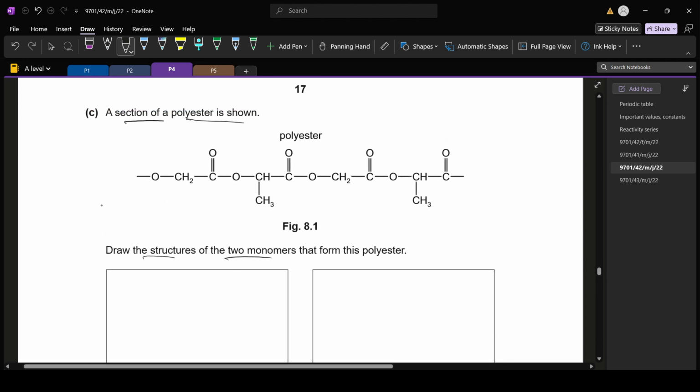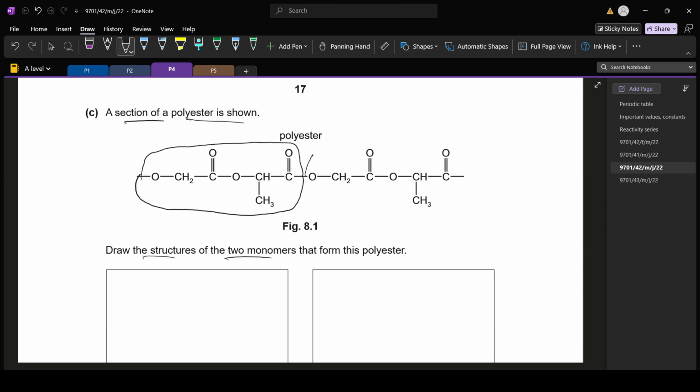Now you have to first identify the repeat unit. If you see closely, which part is repeating? You have to clearly see which part is repeating. You can see that both parts are the same, which I have circled. So this must be your repeating unit. Now you have found the repeat unit.